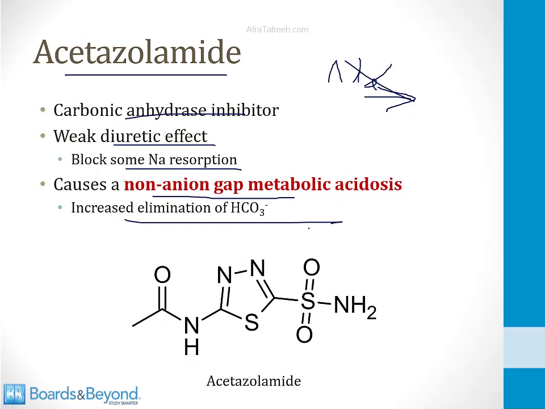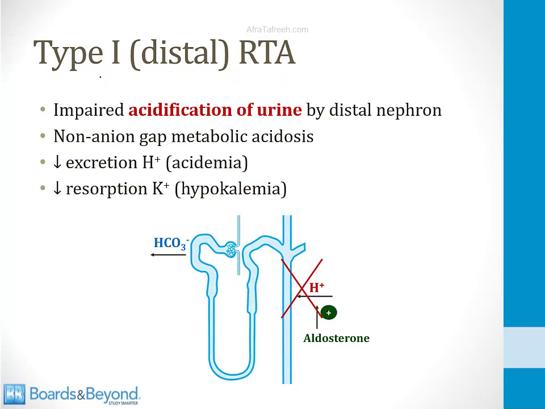So the point I just want to make here is that a patient taking acetazolamide will develop the same clinical features as a patient with a proximal RTA. That's because the drug causes the defect associated with a type 2 proximal RTA. Moving on, now let's talk about our next renal tubular acidosis. That's the type 1 or distal renal tubular acidosis.